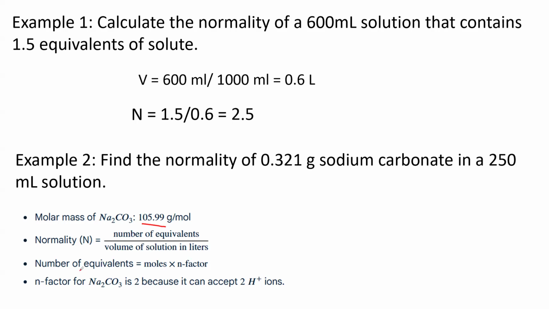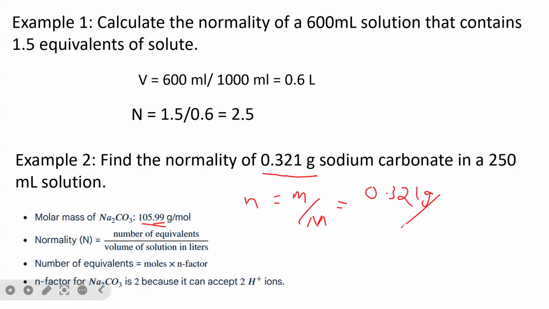And then, the number of equivalents is the moles times the n factor. So from here, ladies and gentlemen, you can simply get it. This is the mass and this is the molar mass. So you can calculate the moles by saying moles is equal to mass over molar mass, and the mass given is 0.321 gram divided by 105.99.